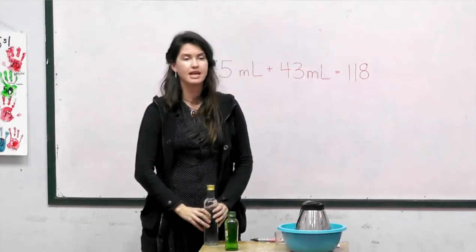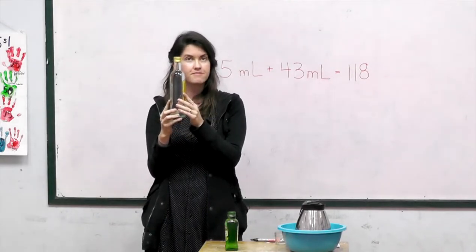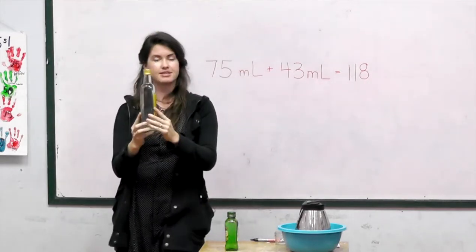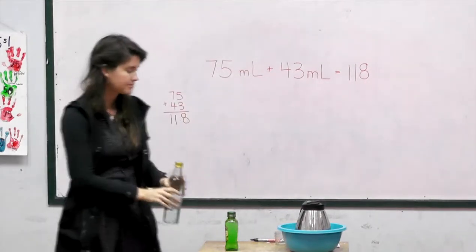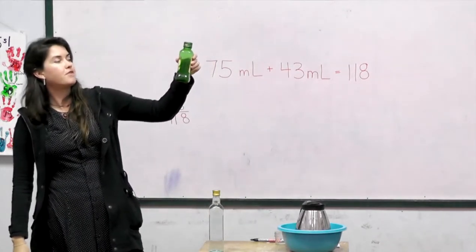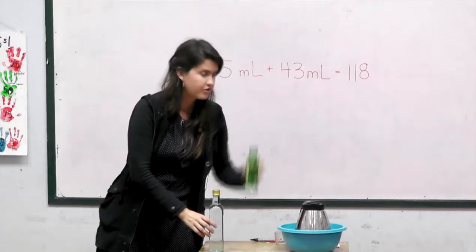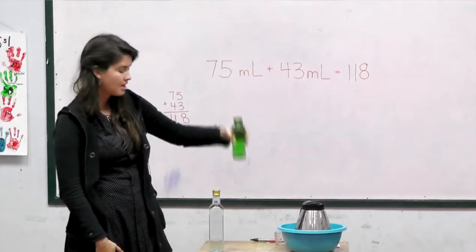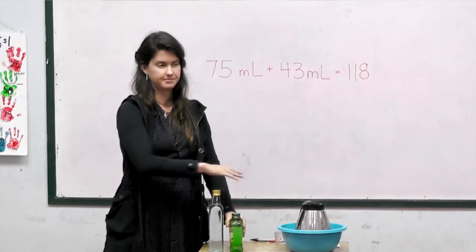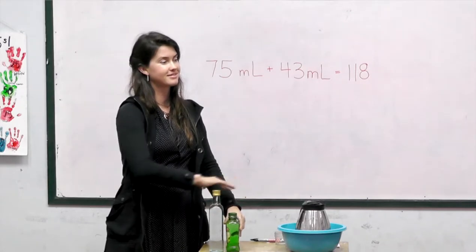So now we're going to pretend our bottle has 136 milliliters. We have 136 milliliters in this bottle. And I have 45 milliliters in this bottle. 45 milliliters in this bottle. What is the volume of the bottles all together? All together. What does that mean? Plus or minus? Plus.